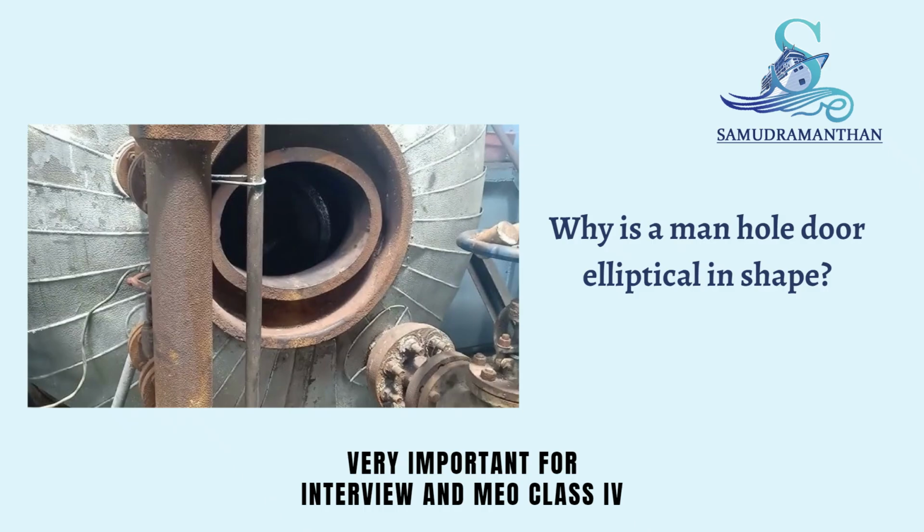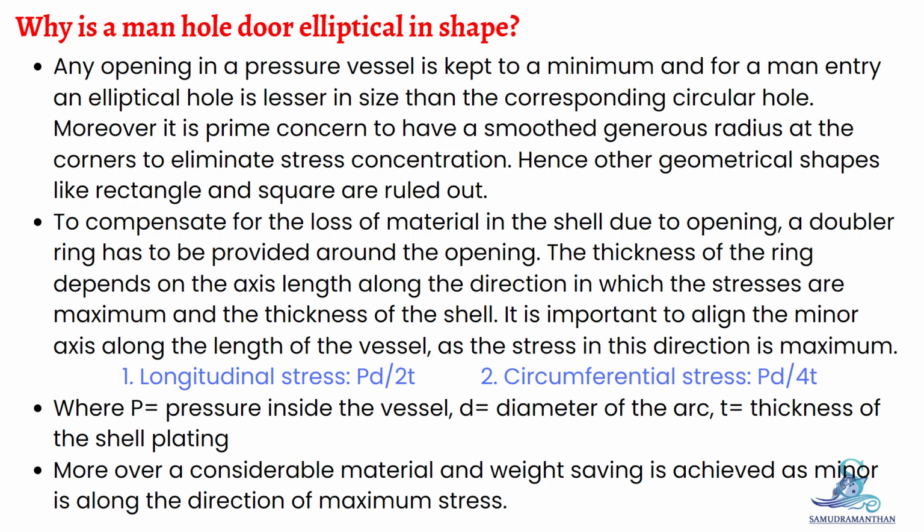In this video we are going to discuss why a manhole is elliptical in shape. Any opening in a pressure vessel is kept to a minimum, and for man entry an elliptical hole is lesser in size than the corresponding circular hole. Moreover, it is a prime concern to have a smooth, generous radius at the corners to eliminate stress concentration. Hence other geometrical shapes like rectangle and square are ruled out.